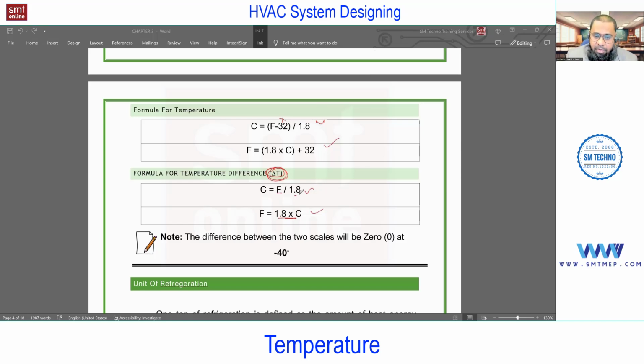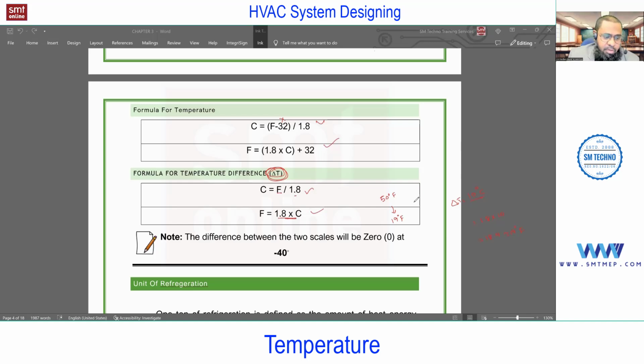Now if I use this conversion, suppose 10 degrees centigrade is delta T, a temperature difference. So now if you convert into Fahrenheit, it is 1.8 into 10. This is going to be 18.9, say rounded off to 19 degrees Fahrenheit. So previously we got 50 degrees Fahrenheit, now we got 19 degrees Fahrenheit. You see the difference is more than double.